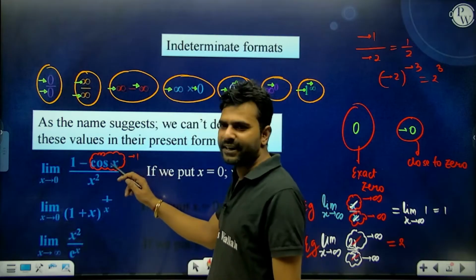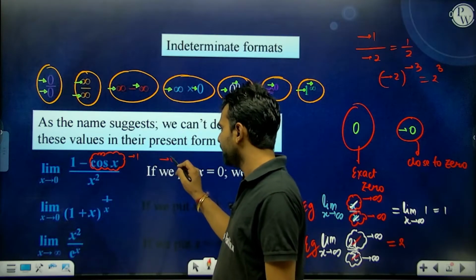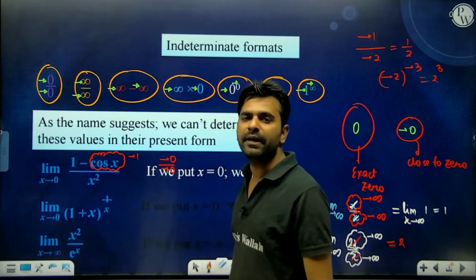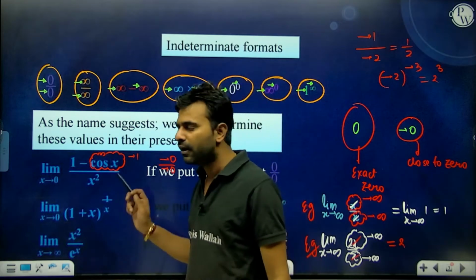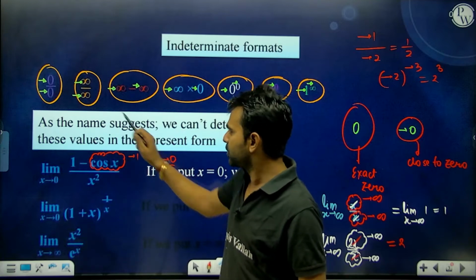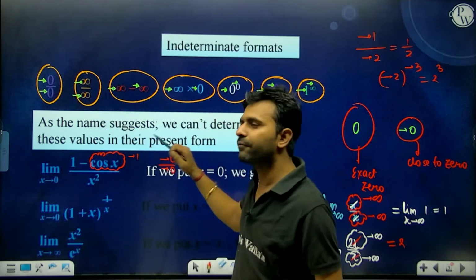So this numerator will be moving towards 0 only, and the denominator is also moving towards 0. So here we need to do certain manipulations so that we can find out the value of this answer, because this is one of these 7 indeterminate forms getting formed over here.